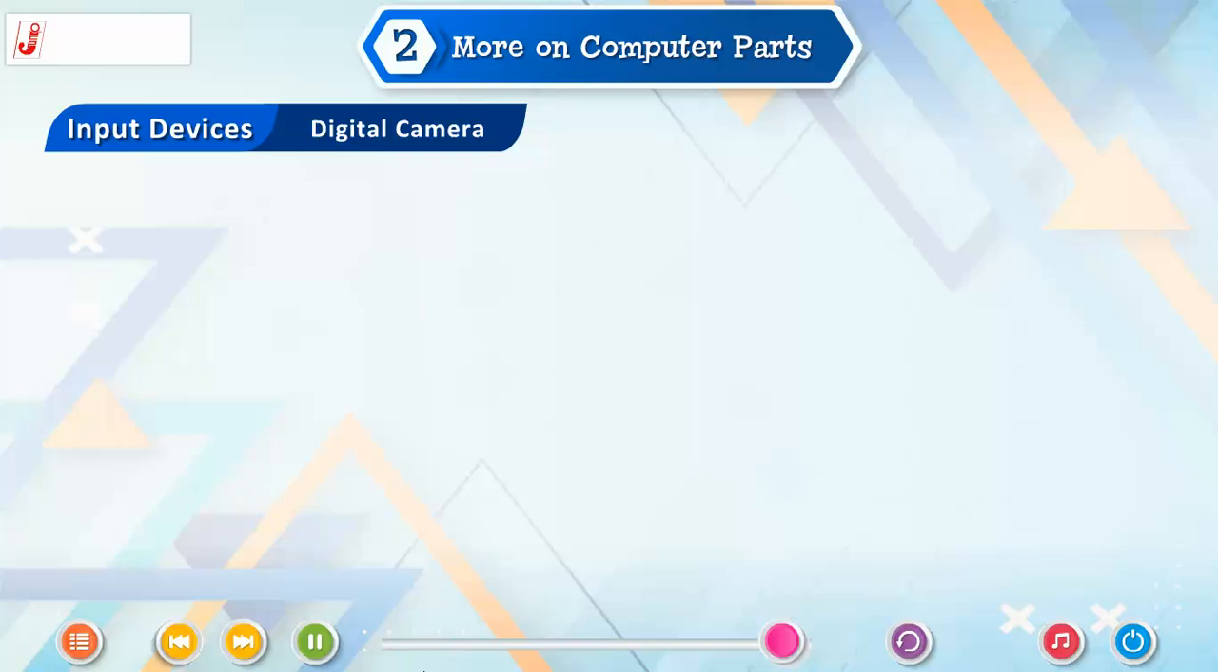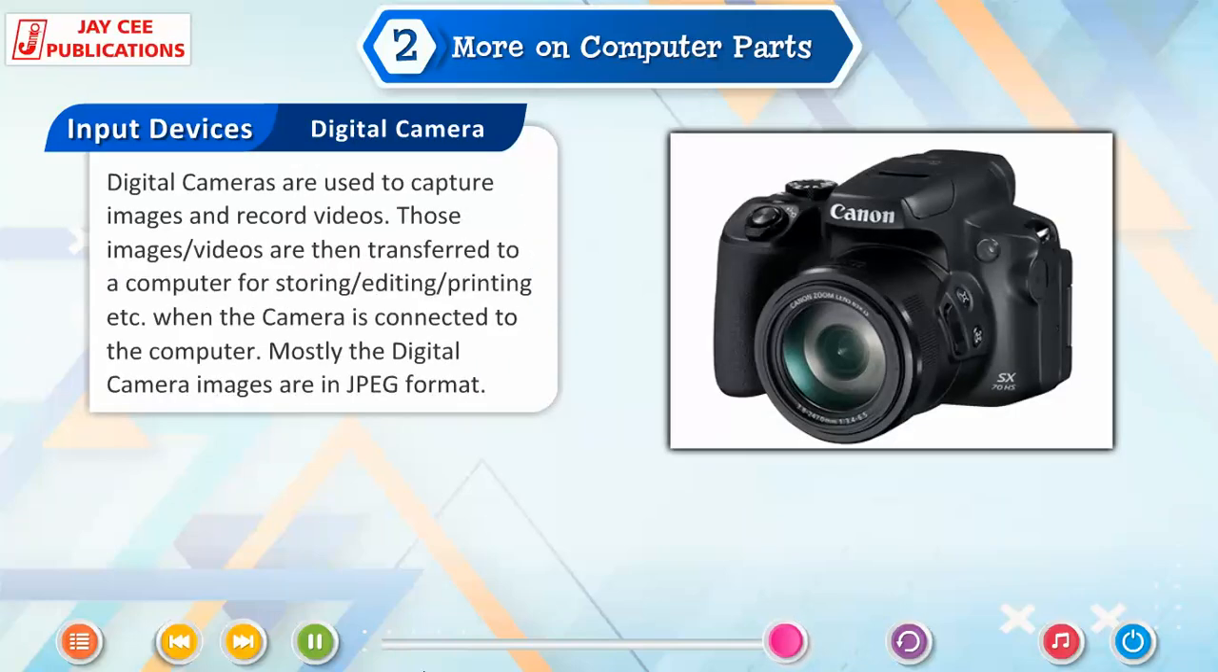Digital camera. Digital cameras are used to capture images and record videos. Those images or videos are then transferred to a computer for storing or editing or printing, etc. When the camera is connected to the computer, mostly the digital camera images are in JPEG form.